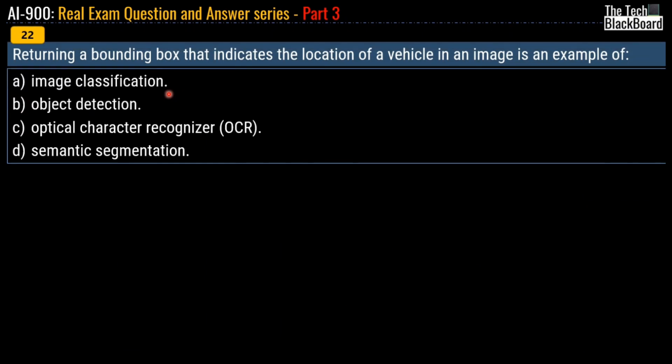Coming up now is question number 22, and it says that returning a bounding box that indicates the location of a vehicle in an image is an example of image classification, or object detection, or is it an example of optical character recognition OCR, or the last option is semantic segmentation. The correct answer for this question is option B, object detection.